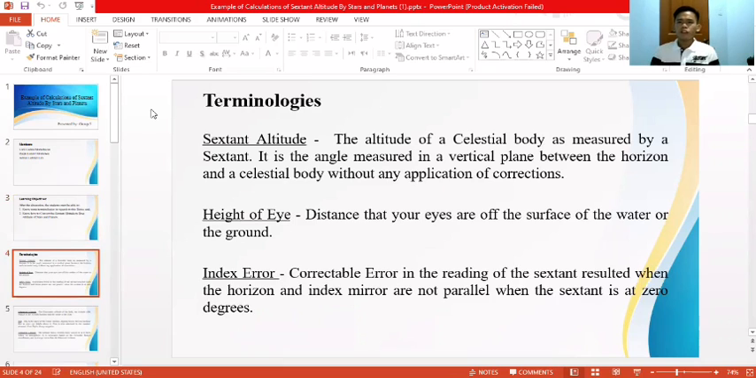So here are some terminologies so that as we go further into this topic, we understand what the words mean. What is sextant altitude? The altitude of a celestial body as measured by a sextant. It is the angle measured in a vertical plane between the horizon and a celestial body without any application of corrections. The height of eye is the distance that your eyes are off the surface of the water or the ground. Then the index error: a correctable error in reading of the sextant, resulting when the horizon and index mirror are not parallel with the sextant at 0 degrees.